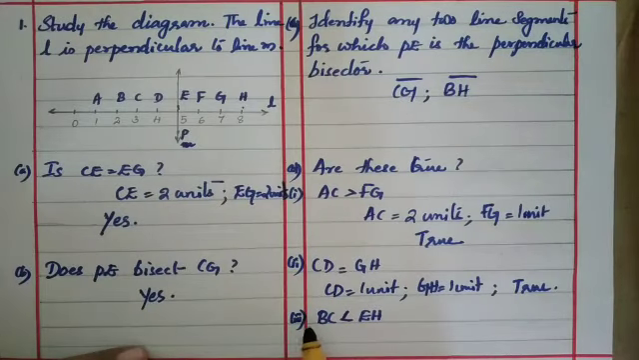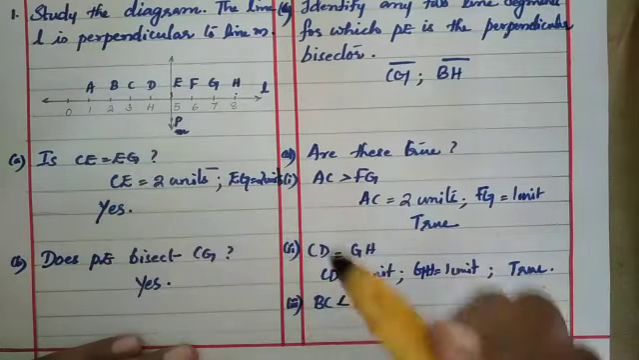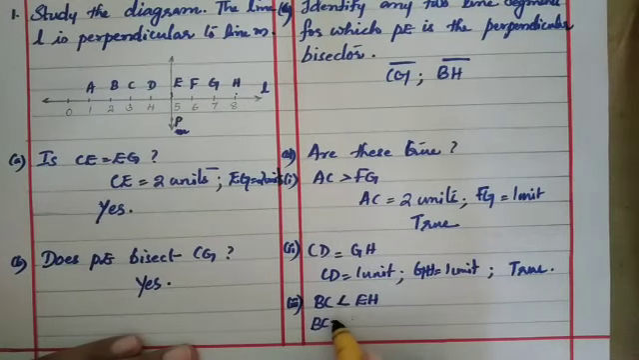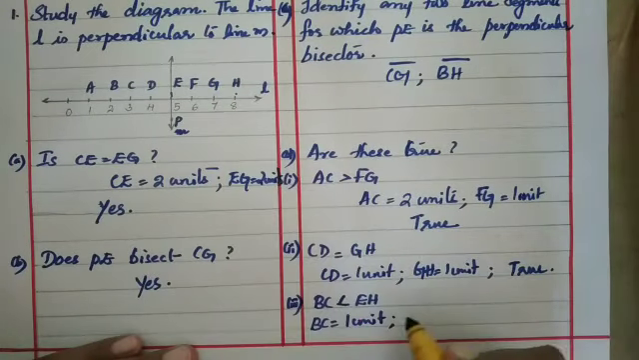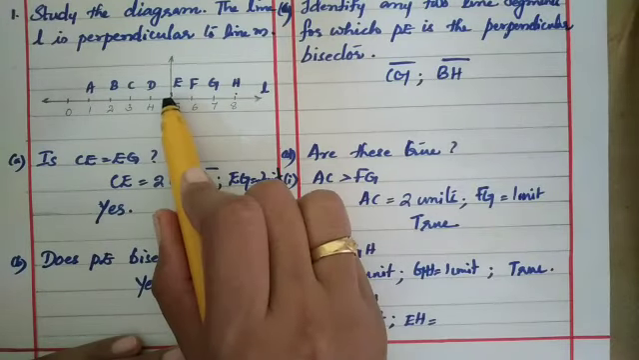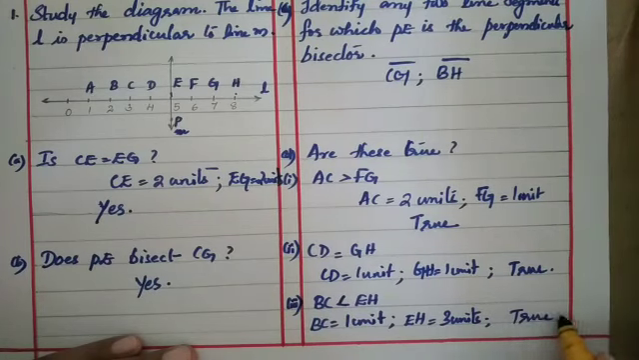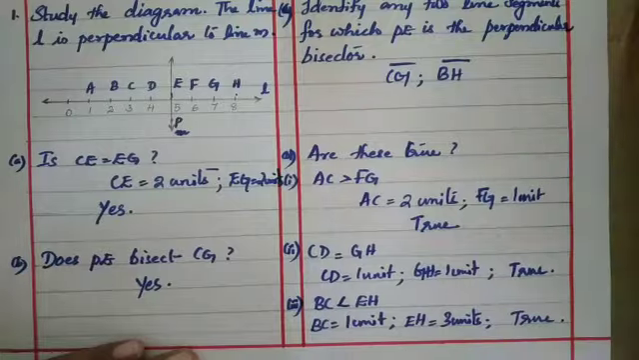Then the third one is BC less than EH. BC is 1 unit. Then E to H: E to F is 1 unit, E to G is 2 units, E to H is 3 units. So the answer is BC less than EH. True. Okay, hope all of you understood.